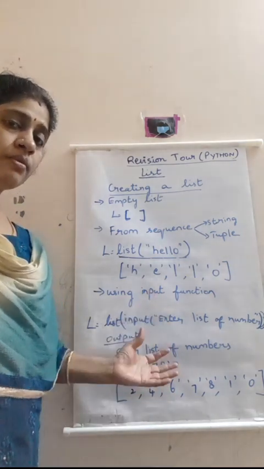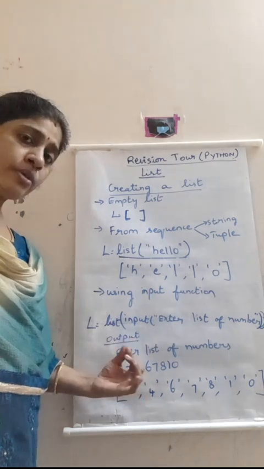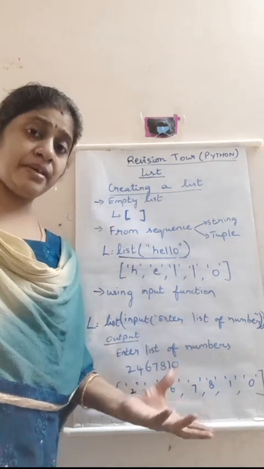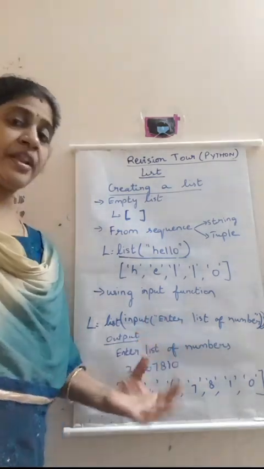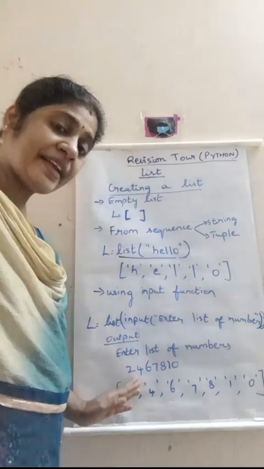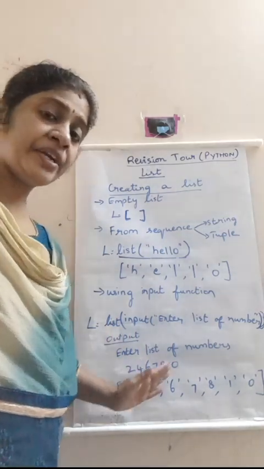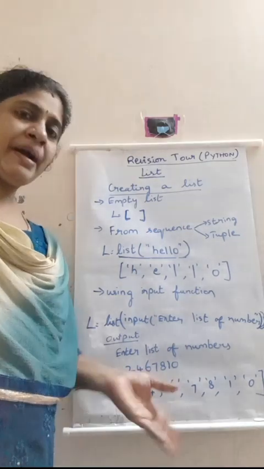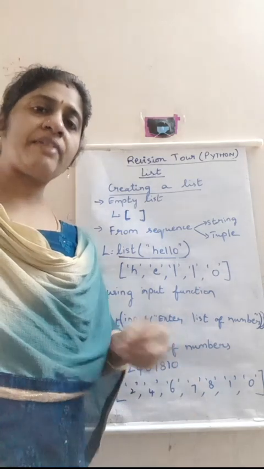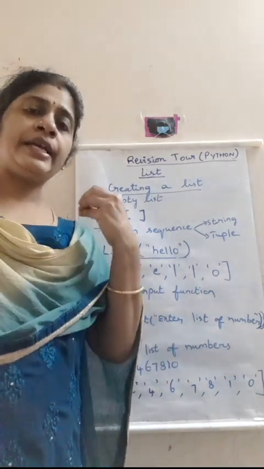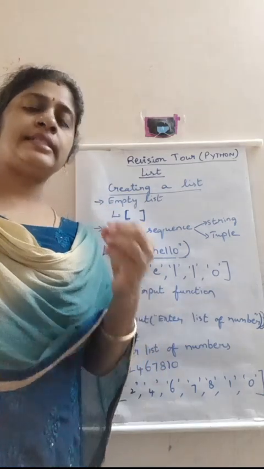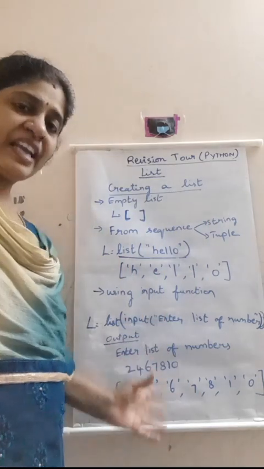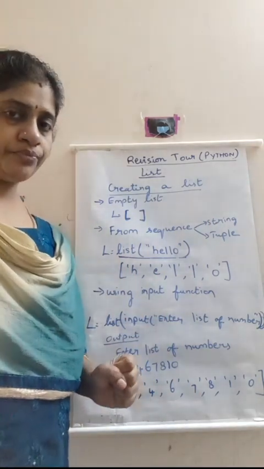Now, if you want to consider it in the form of a list, that is, 2, 4 as numbers, list values as numbers, what do we have to do? If you enter like this, it will convert every value into a string and get it stored in the list like this. But if you want whatever value you enter to get stored in the list in exactly the form you enter, what you have to do using the input function, we will see now.